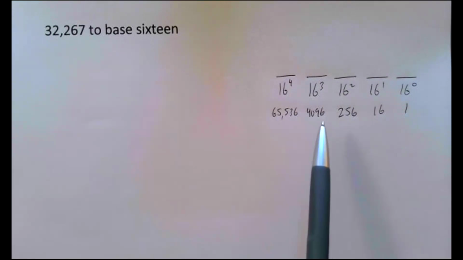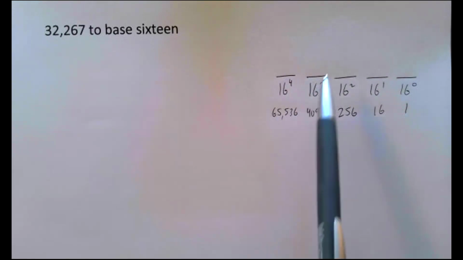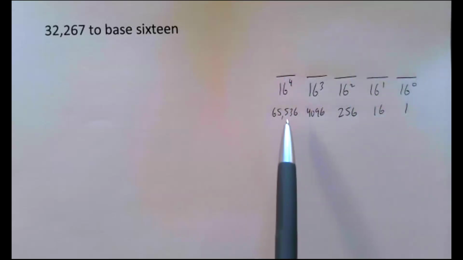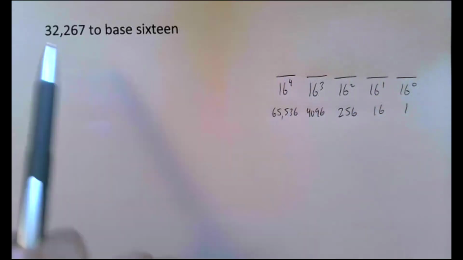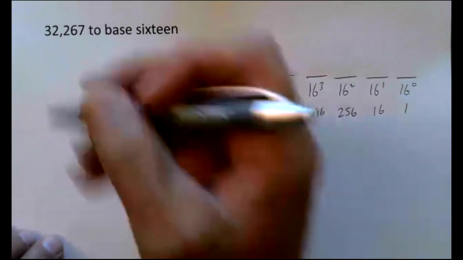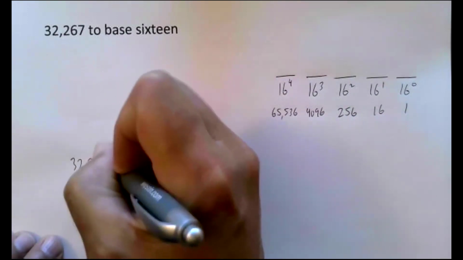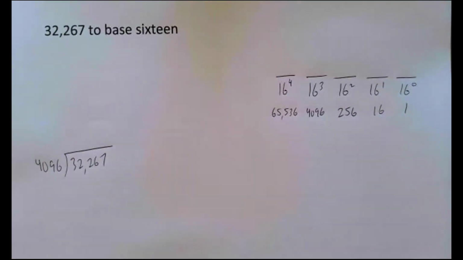I'm going to start by dividing the 32,000 number by 4,096. So I'm going to have a 4 digit answer, because I don't need this place value here. That's too big. So find the biggest number here that's not bigger than that, which is 4,096, and we'll do the long division there. So 32,267 divided by 4,096. Go ahead and start with that and see what happens. It's a big ugly number, but it's 7 point something.